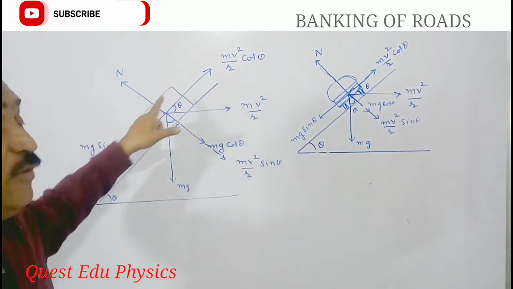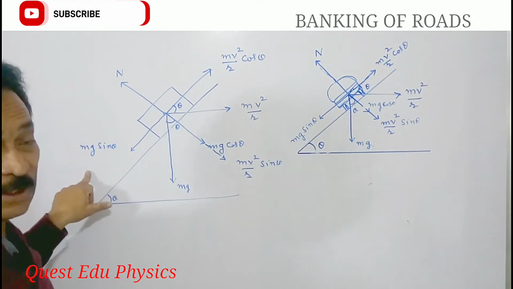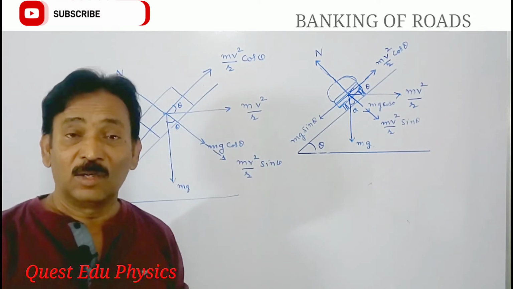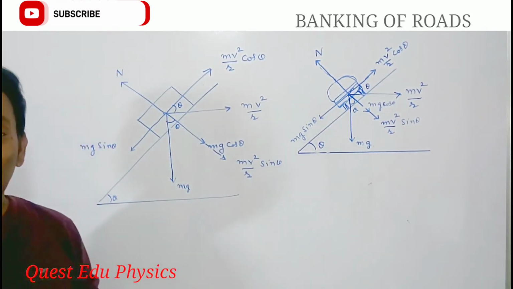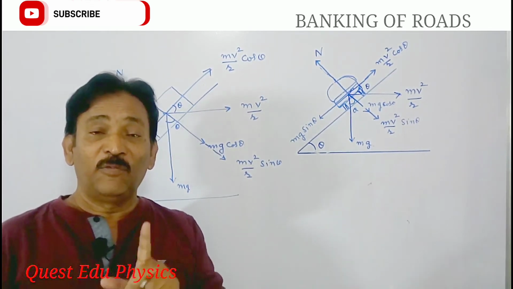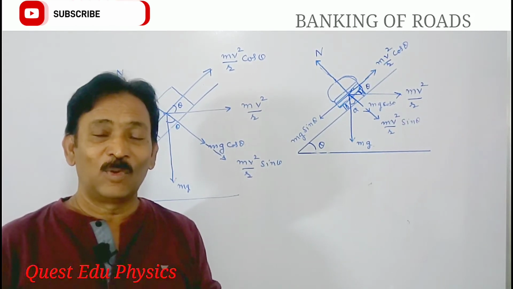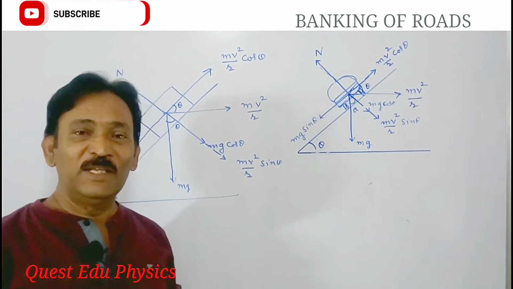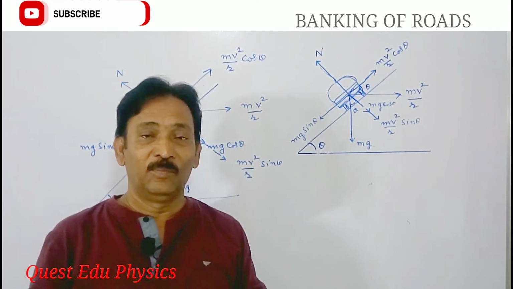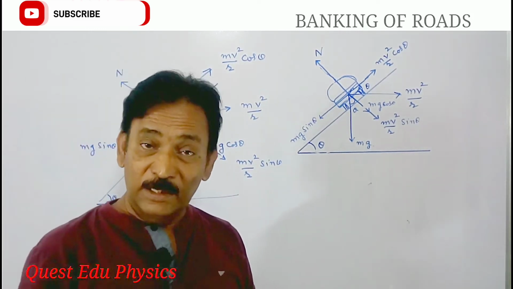Then here the difference between these two, either mv square by r cos theta is greater than mg sin theta, or mg sin theta is greater than mv square by r cos theta, we get a net force. That net force is provided as the frictional force acting between the wheels and the road. The difference of these two forces provides a net force. This net force provides the frictional force between the road and the tires of the vehicle.